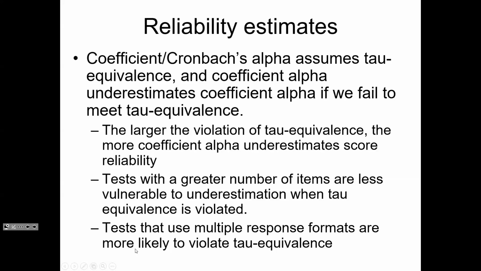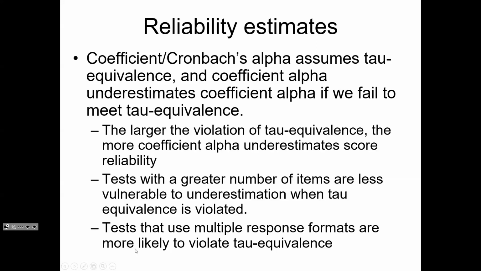So what that means is, if you're not meeting the assumptions for Cronbach's alpha, and you don't know how you're not meeting them, you really don't know if Cronbach's alpha is an underestimate or an overestimate. But you do know that it's not right. There are better ways to compute reliability.